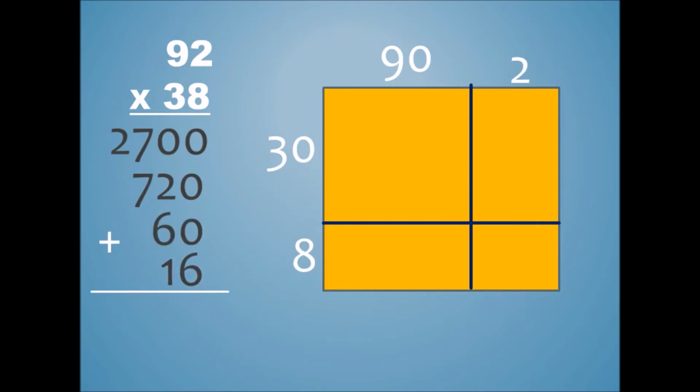All right, so let me give you some time to do this one. So go ahead and add them up. Okay, so now let's see. Is your answer 3,496? Okay, good. Pretty simple, right? We can do this. Now let's try another one.